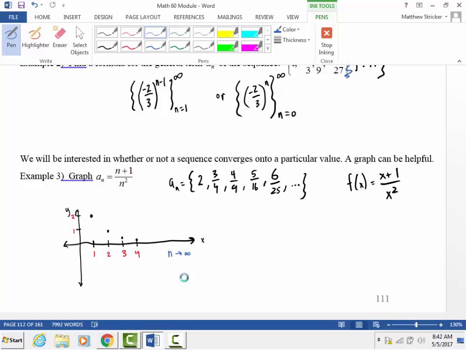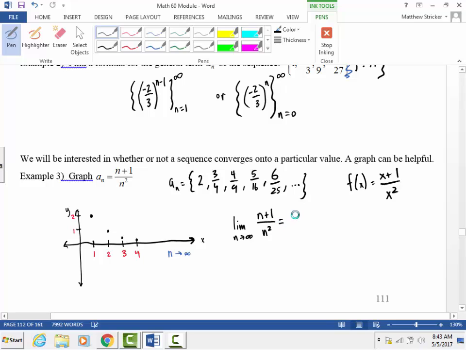Okay? So the way we found limits with functions, especially when we had infinite limits, if we had something like this, we would divide by the highest power in the denominator. You remember those? Okay. So we can do the same thing here. If we wanted to actually find this limit, we could take the limit of a sub n as n approaches infinity. So the notation would look like this.